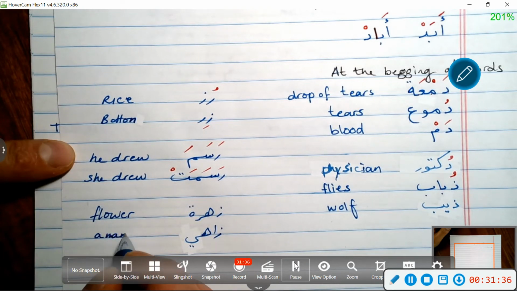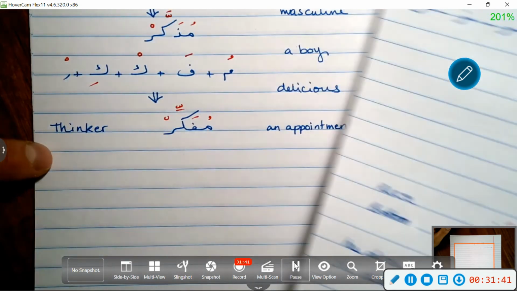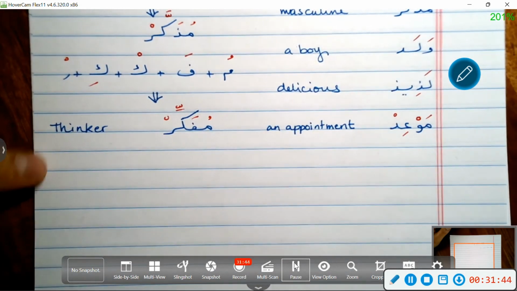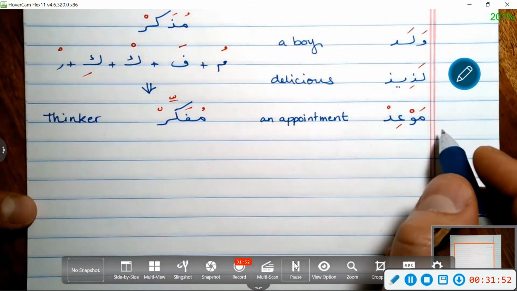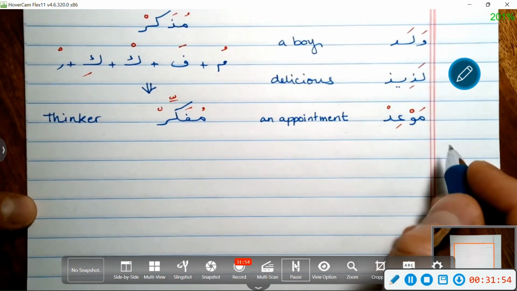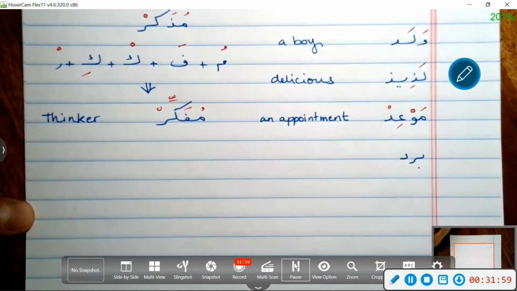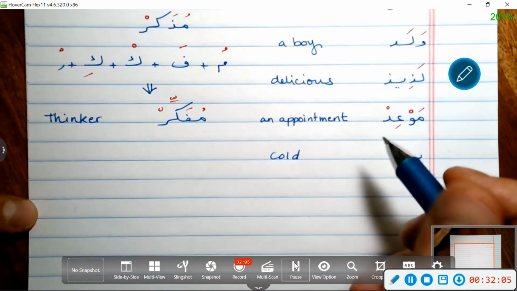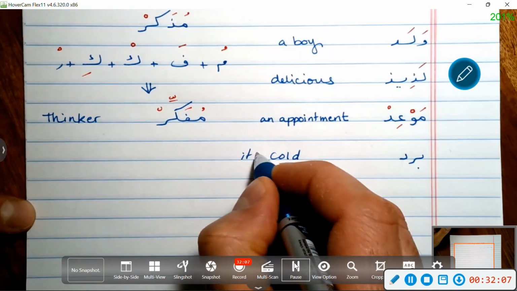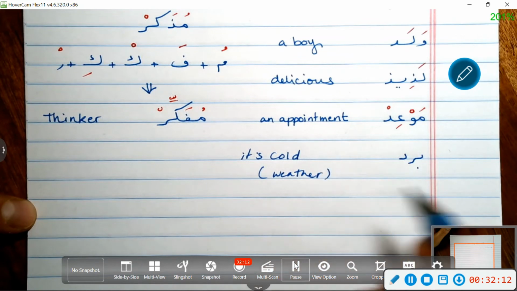Let's go back to the next page. We have the letter Ra in the middle of words. We have برد, bard. Bard means cold. Actually, it means the weather is cold. It is cold. We refer to the weather. Because if you want to say something is cold, you have to say barid.